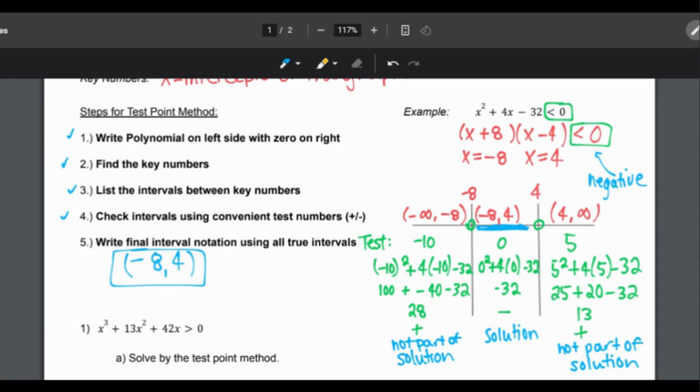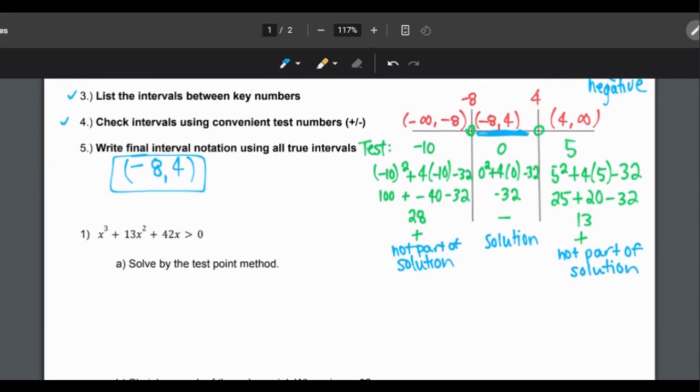If it was less than or equal to 0, then I would include the endpoints. So I would include -8 and +4. All right, so that's our first example. Basically, every problem is going to be very similar to that.